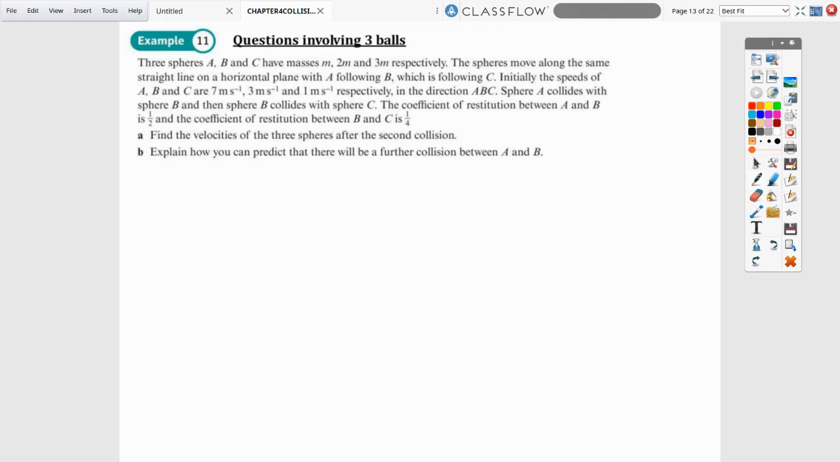Okay, so I set these up very similar to the way I do the other ones. So I do A, I do B. I have 7 meters per second, I have 3 meters per second there, and then I have sphere C there with just 1 meter per second. I'm going to look at these first ones first of all. That's why I'm going to set these up. So these first ones, I'm going to have some v, and I'm going to have some w. And I know that e is a half.